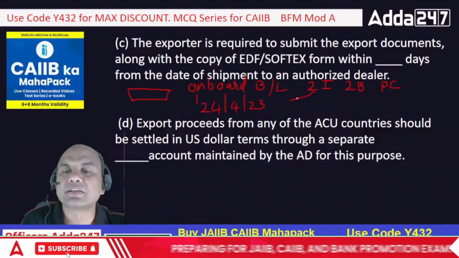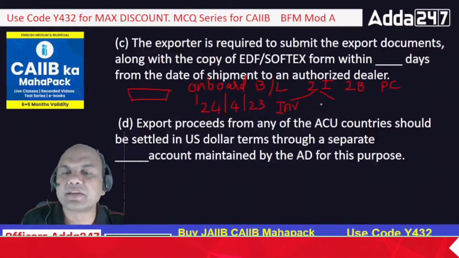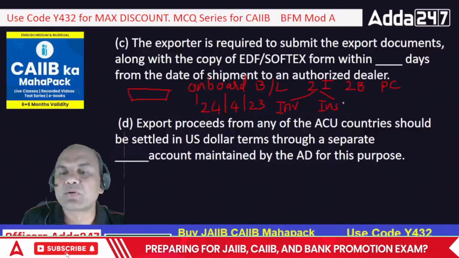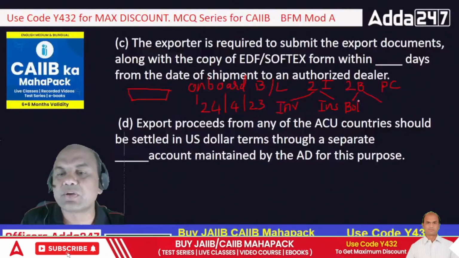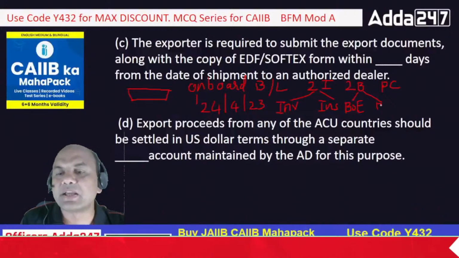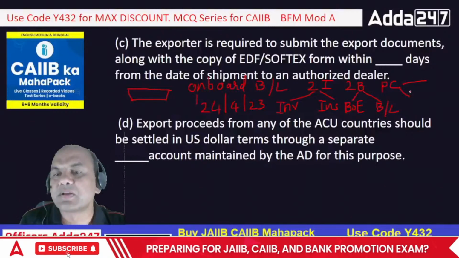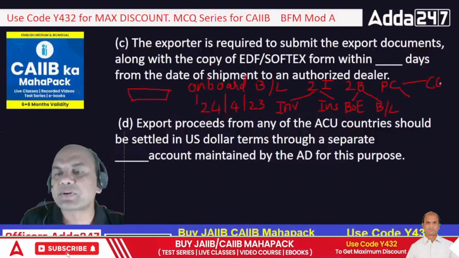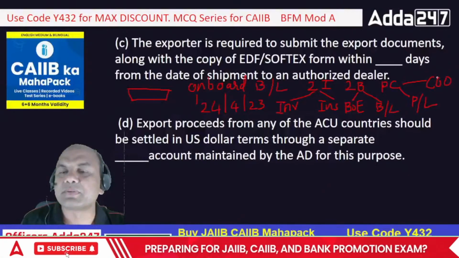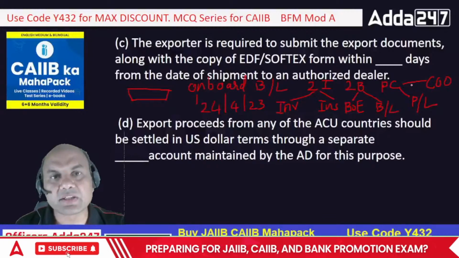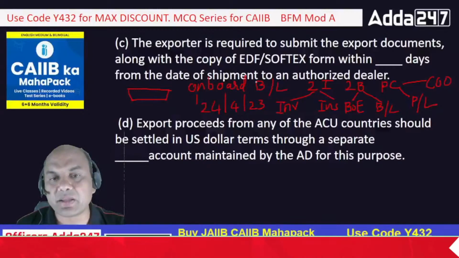2I means invoice, insurance. I'll write the short forms now. 2B means bill of lading, bill of exchange. BOE, bill of exchange, and BL, bill of lading. PC means again two parts: packing list, PL we write it, and COO, certificate of origin. So these are the 6 documents. Minimum 6. I can have more than that, but minimum 6. These 6 documents are to be submitted by me as an exporter.